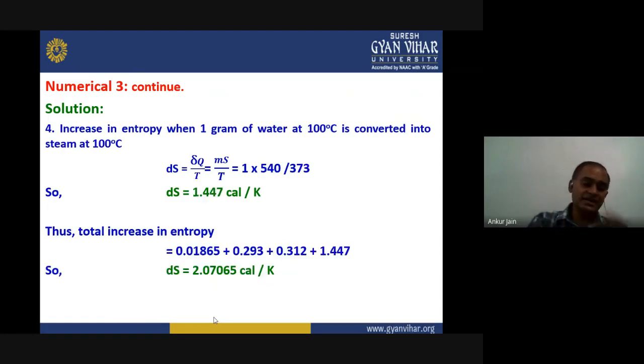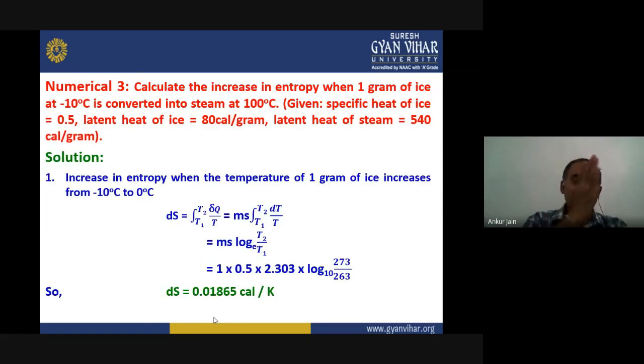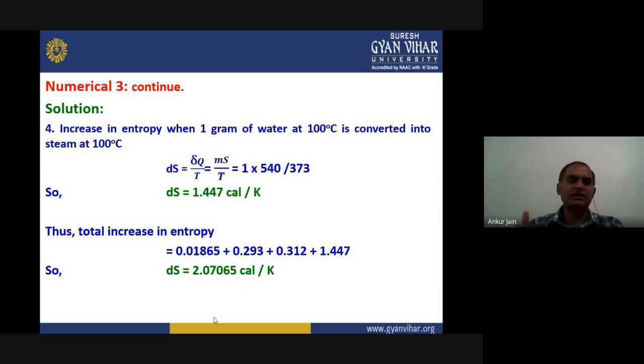So the next step is when 1 gram of water at 100 degree converts to steam, because the question is saying the ice is converting from ice state to steam state. So we have split it into different steps. The last step for this process is the increase in entropy when 1 gram of water at 100 degrees is converted into steam at 100 degrees centigrade.